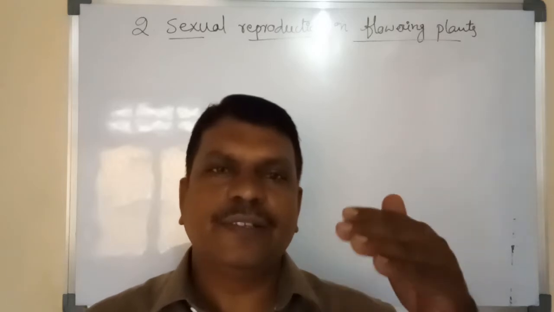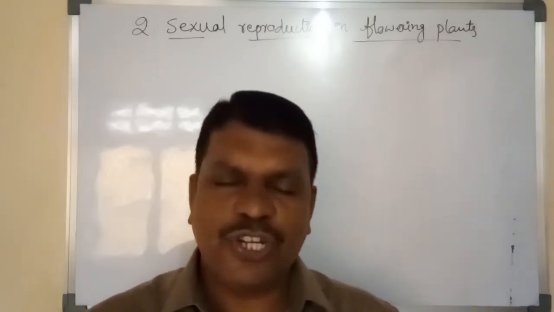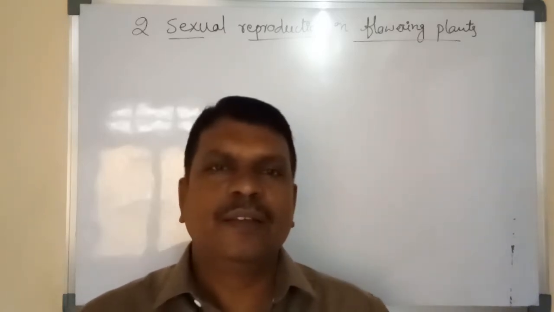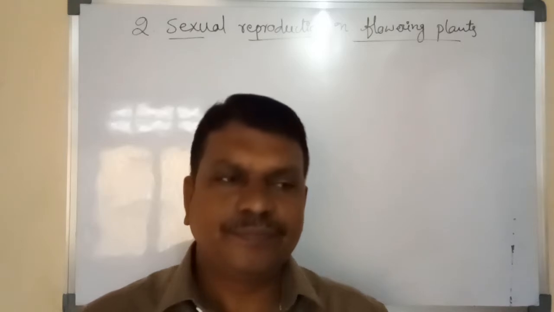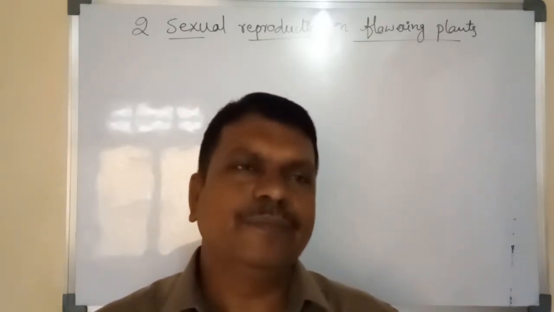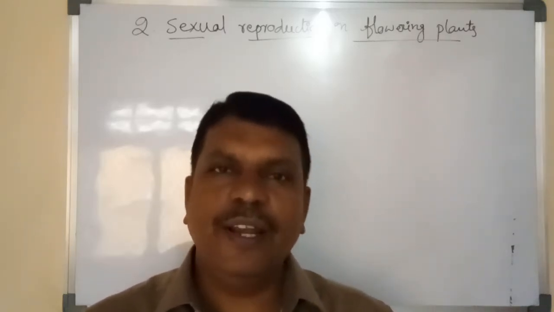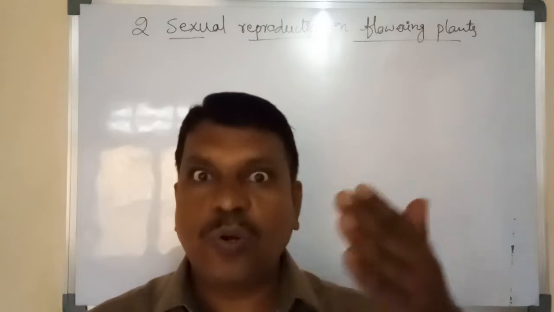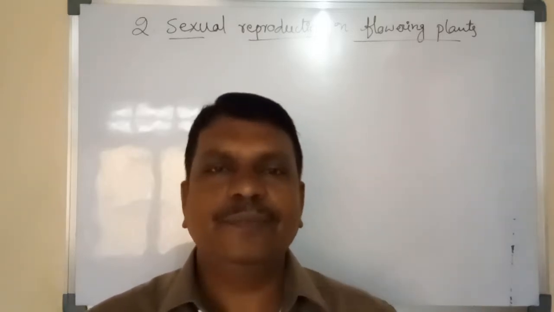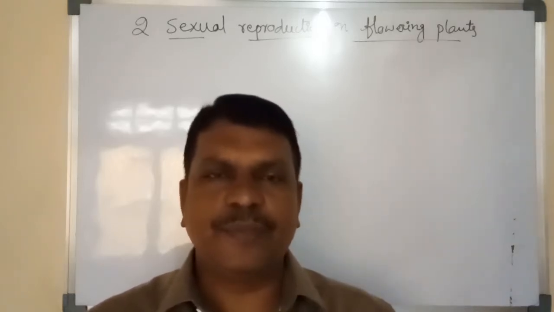Clear? Next, artificial hybridization. What are the steps in the artificial method? Okay, emasculation, bagging, rebagging, all 3 steps important. Followed by outbreeding devices. What is dichogamy? What is herkogamy? What is dicliny? What is self-sterility? These are the important concepts.